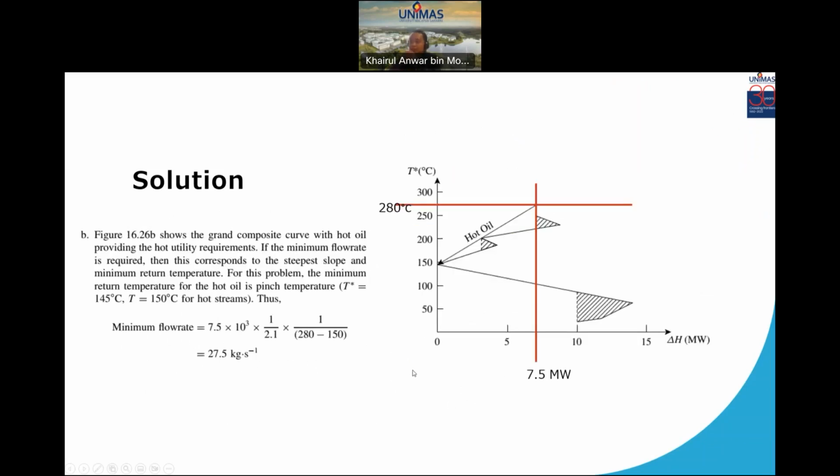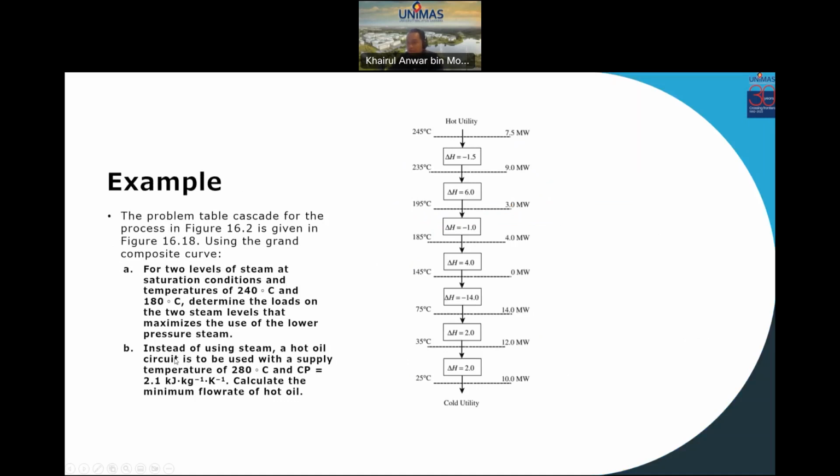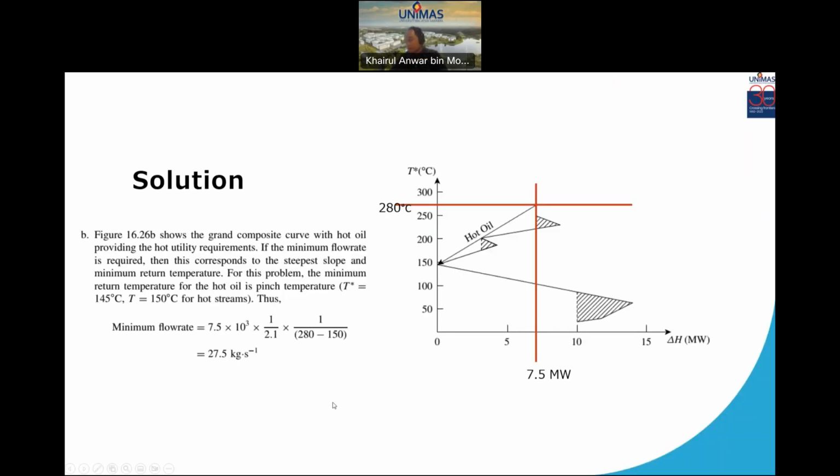How about if we use hot oil for hot utility requirements? So the second question is figure 16.26b. Instead of using steam, a hot oil circuit is to be used with a supply temperature of 280 degrees C and Cp equal to 2.1 kilojoule per kilogram Kelvin. Calculate the minimum flow rate of hot oil.